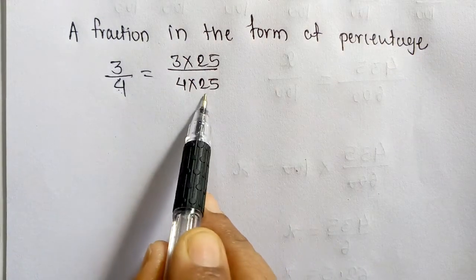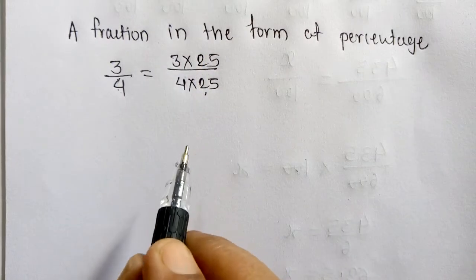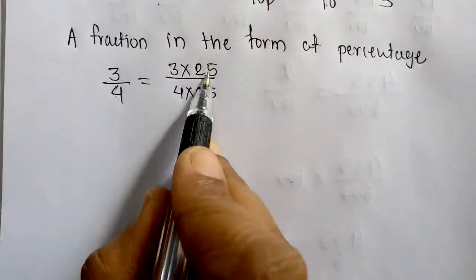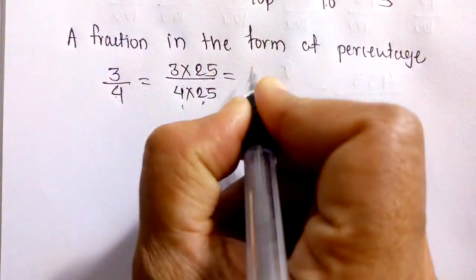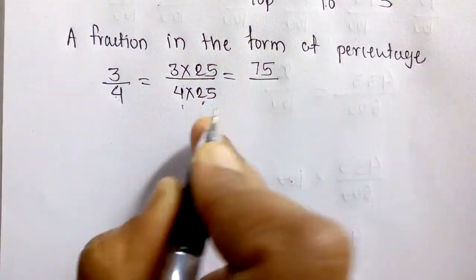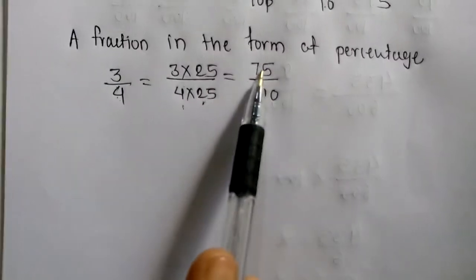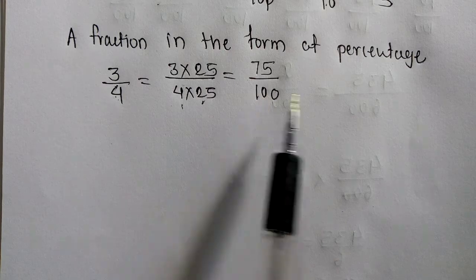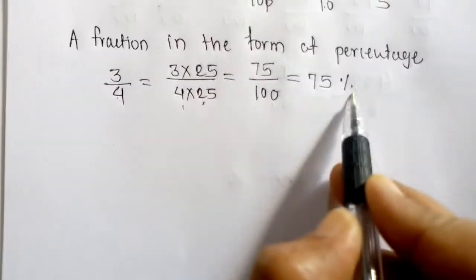And here we have multiplied the denominator by 25, so to the numerator also we have to multiply by 25. Remember, then only it will be an equivalent fraction. The same number we have to multiply in the numerator and the denominator. So 25 threes are 75 and 25 fours are 100. It means here 75 out of 100. Simple. 75 out of 100 means 75 percentage. So we can write here 75 percentage.